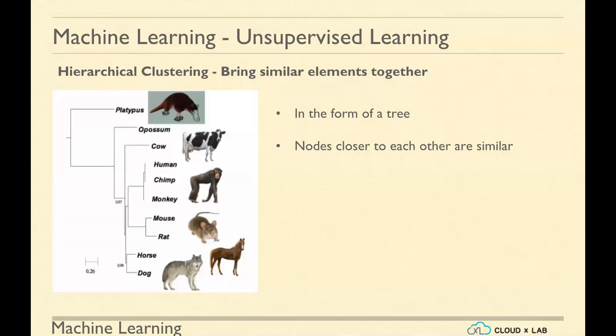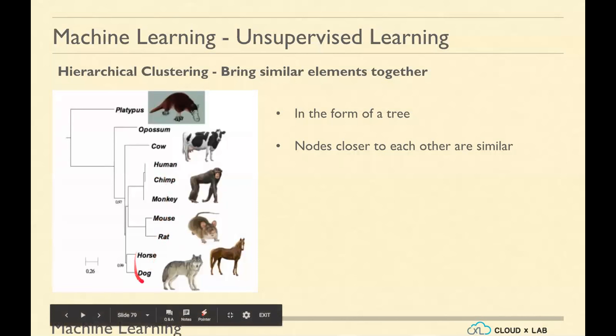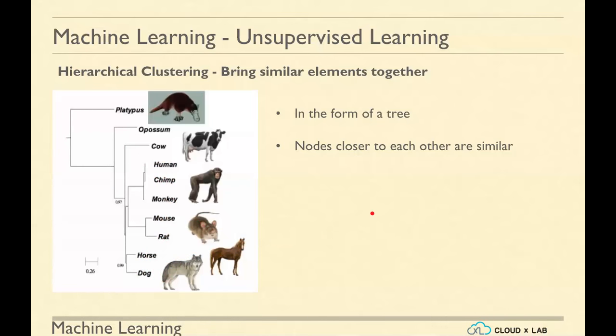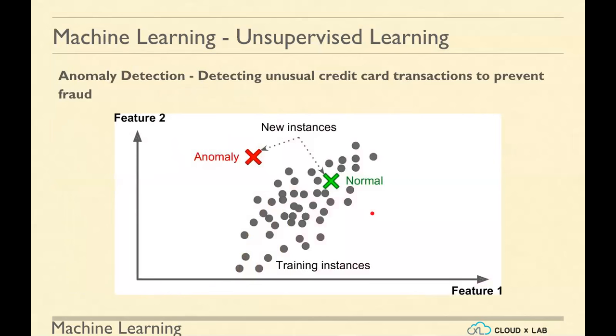So basically, this is what Darwin did given all the species. Darwin and other biologists basically came up with a chart with a tree such that the species which were together were very similar, right? Like humans and chimps were in the same bucket, and mouse and rat were in the same bucket, horse and dog were kind of in the same bucket, and so on. So you can see that this is called hierarchical clustering. It's part of unsupervised learning.